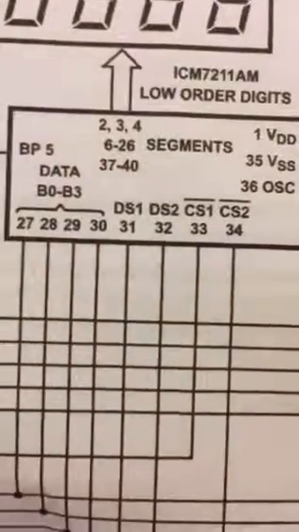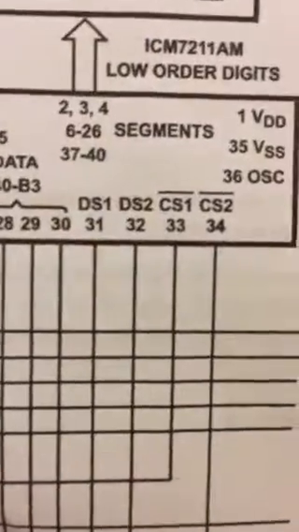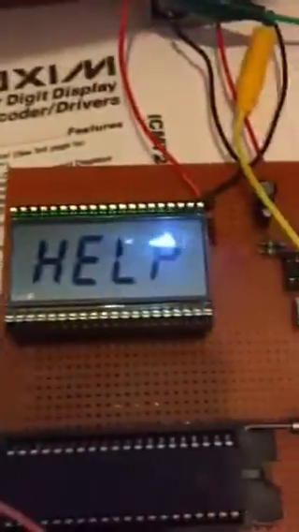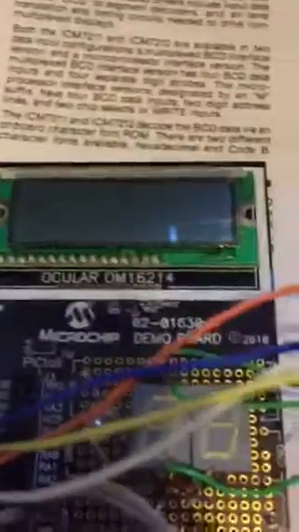CS1 and CS2 are your clock pulse basically. And your DS1, DS2, your bits, your character bit selection thing. It seems to work alright. I've got it counting and incrementing and stuff. I've just put some static characters on there for now.